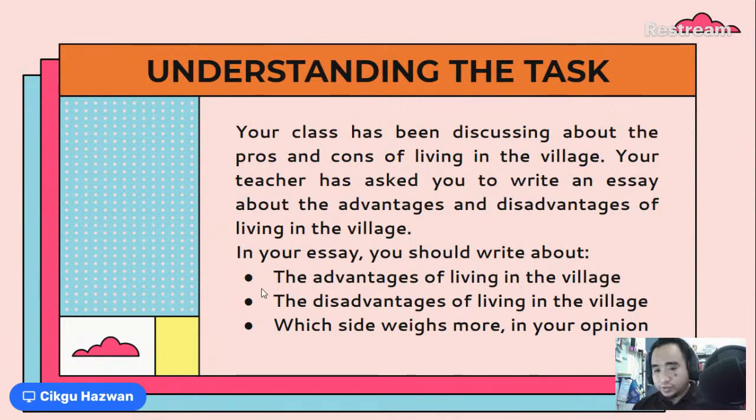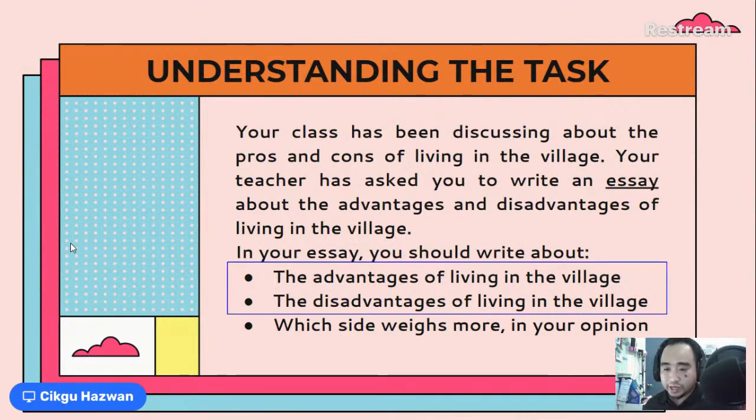Let's take a look. How can we understand the task? First, you know that you're going to write an essay. It doesn't mention whether it is argumentative or expository. If we look at the points here, we know that it's going to be either argumentative or expository, because we have two sides over here, advantages and disadvantages. However, the third point justifies that it is going to be argumentative.